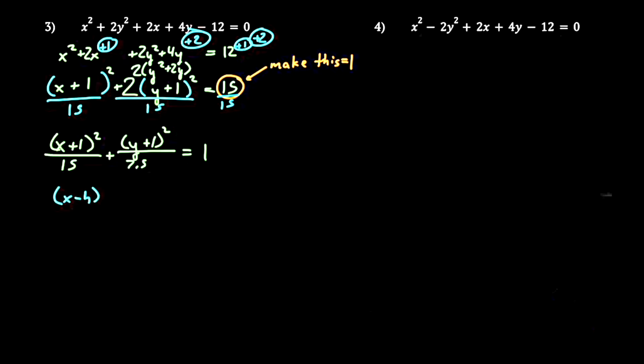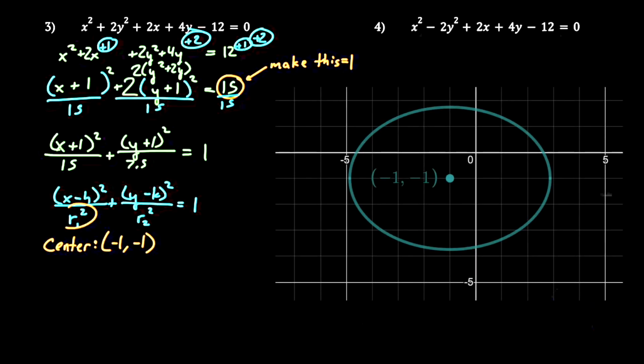So the standard form would be (x minus h) squared and (y minus k) squared, just like it is for a circle. But in an ellipse, we have these fractions. So this is being divided by, we'll call this r1 squared, and this is being divided by, we'll call this r2 squared. There's a plus sign in the middle, and this always equals 1. We always want this to be 1. So like we already saw a couple times, these signs are different in the equations. So the center of this ellipse would be -1 comma -1.